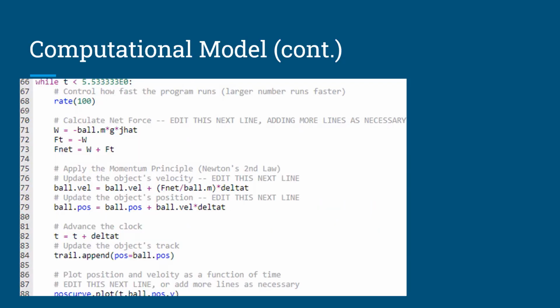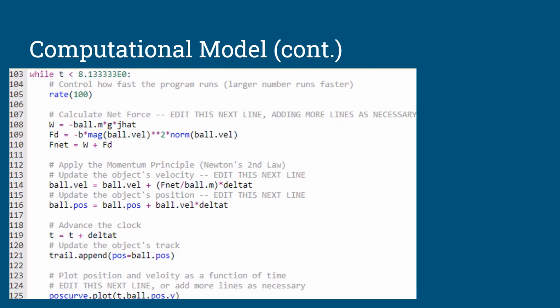And then here is some more of the computational model. This is the first while loop. Line 66 is the time when the bottom of the Slinky is constant. Line 71 is the gravitational force. Line 72 is the Slinky force or tension force. Lines 77 and 79 are the velocity and position update formulas.